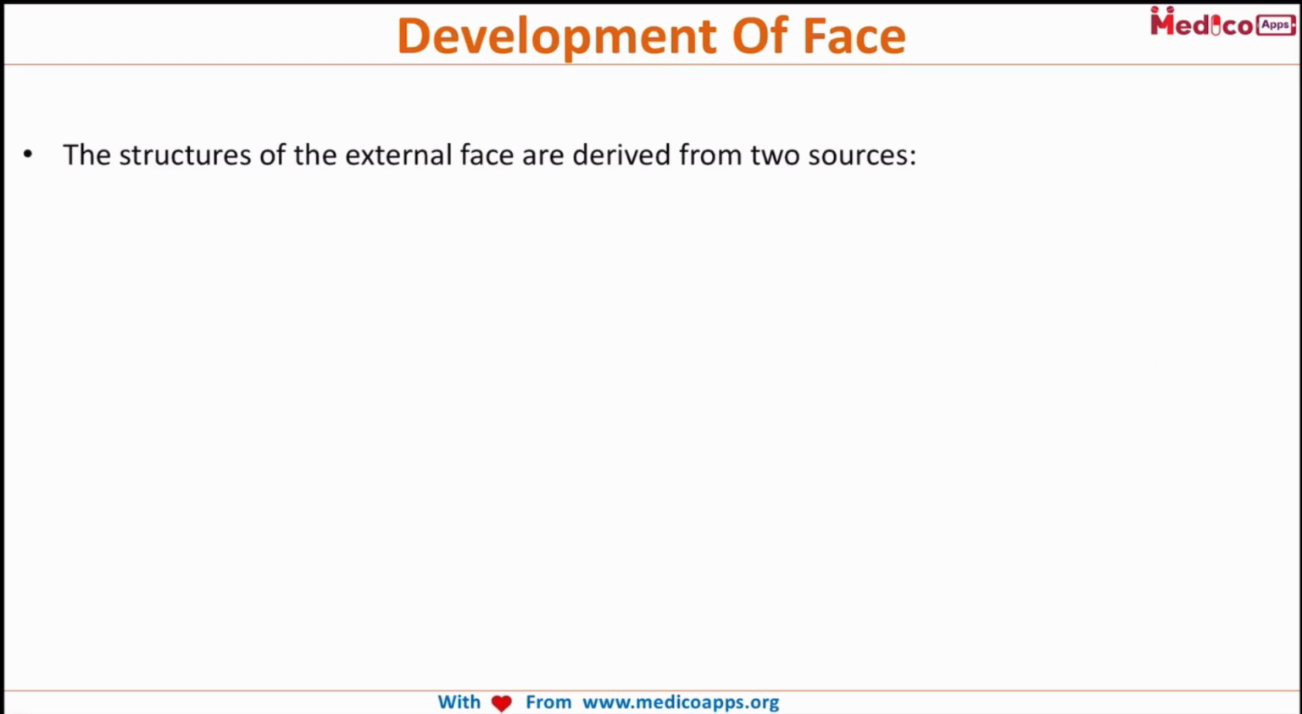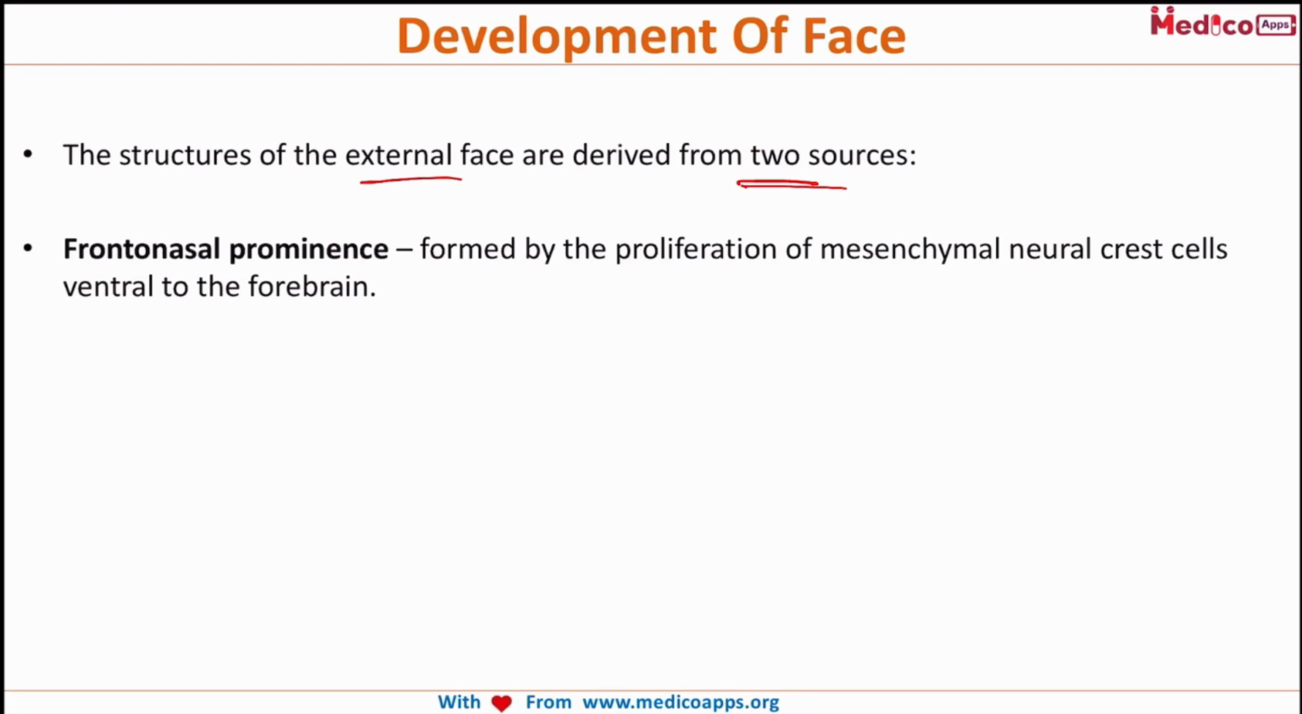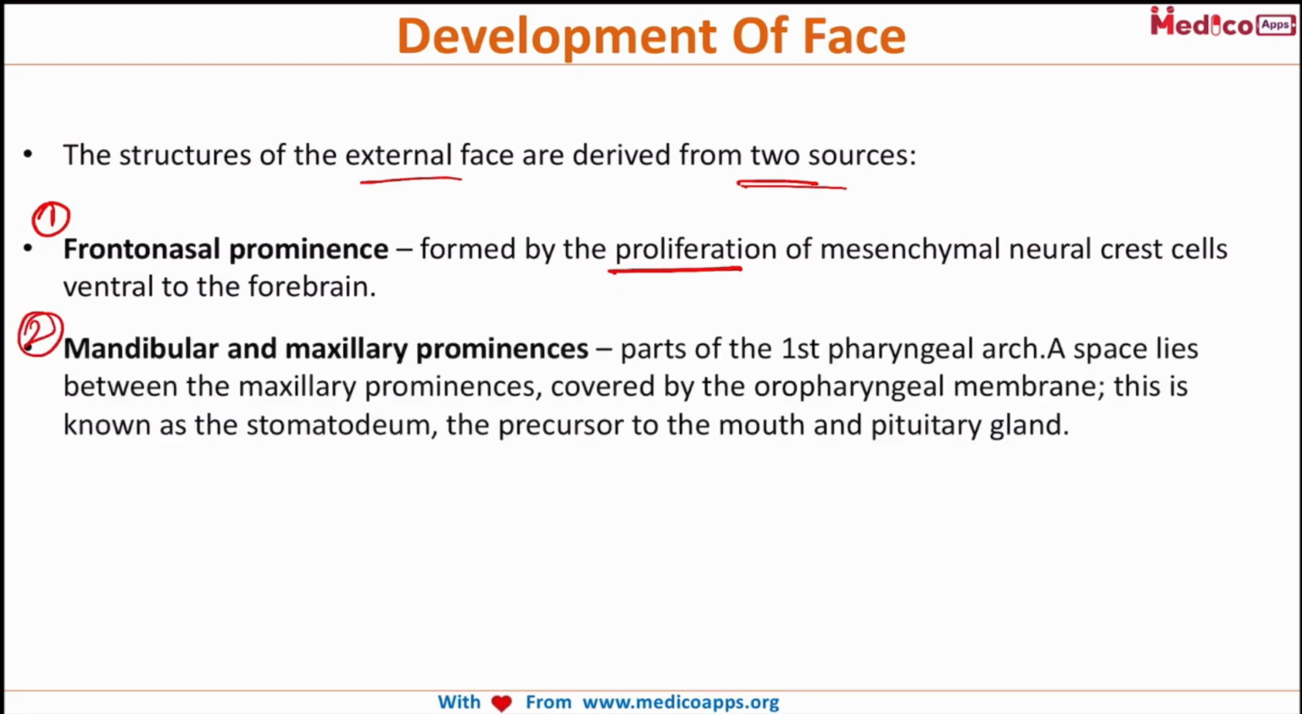The structure of the external face is derived from 2 sources: the frontonasal prominence and the mandibular and maxillary prominences. So first is frontonasal prominence. It is formed by the proliferation of the mesenchymal neural crest cell ventral to the forebrain, and second is mandibular and the maxillary prominences. So part of the first pharyngeal arch, a space lies between the maxillary prominences covered by the oropharyngeal membrane, and this is known as stomatodeum, the precursor to the mouth and the pituitary gland.